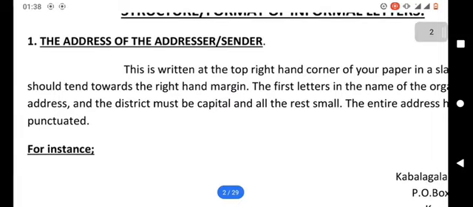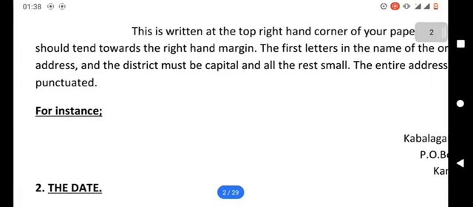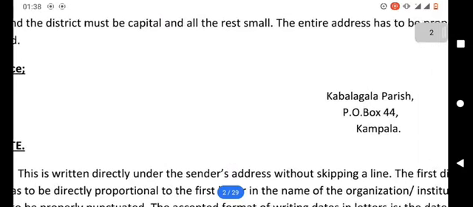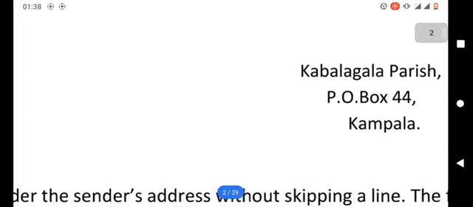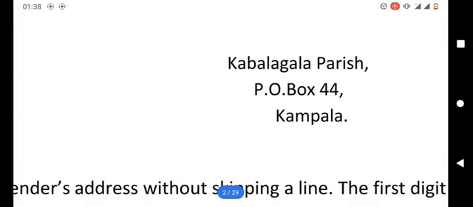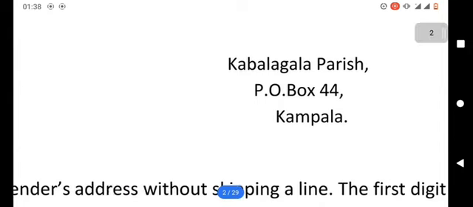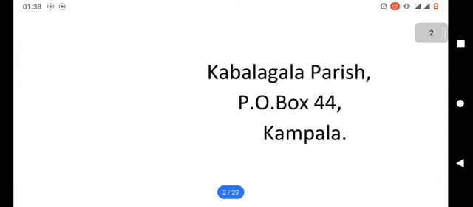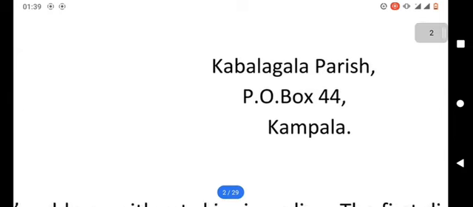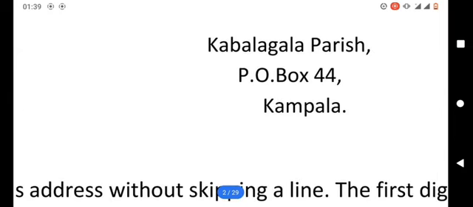The address of the sender, that's item number 1 in every letter. The address of the sender is put on the upper left-hand side of your paper. If you are using a computer to type, it is put on the left, upper, because there's no single proper way of doing things. But if you want to follow the paper kind of writing, maybe someone who is using handwriting, you can send it to the right upper-hand corner.